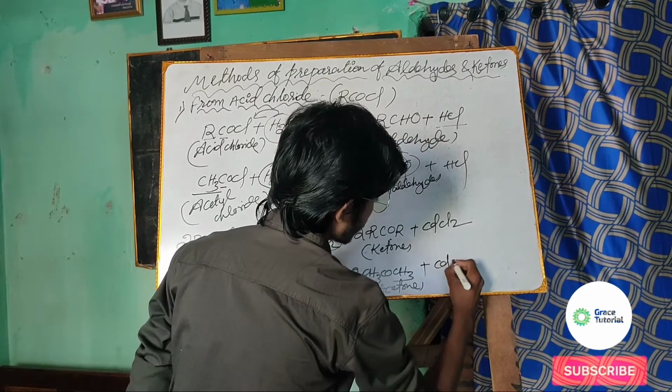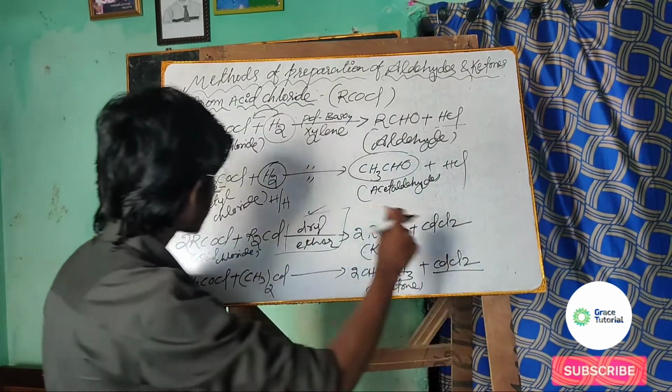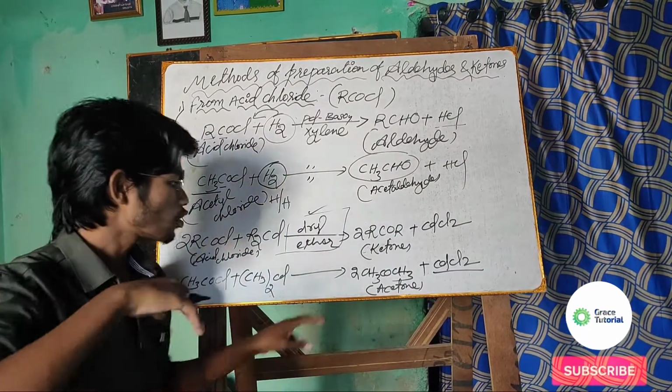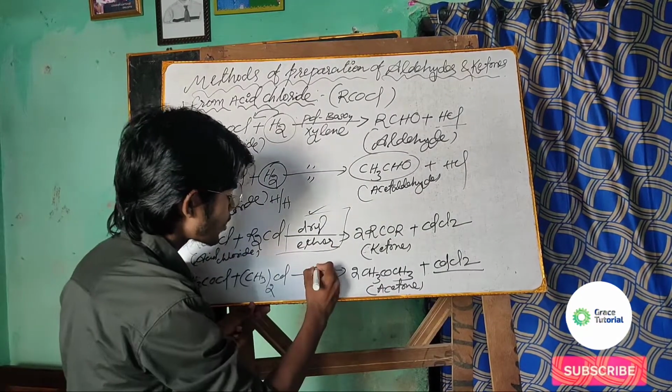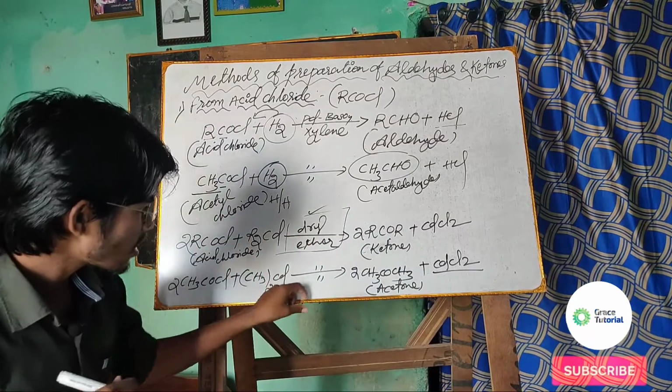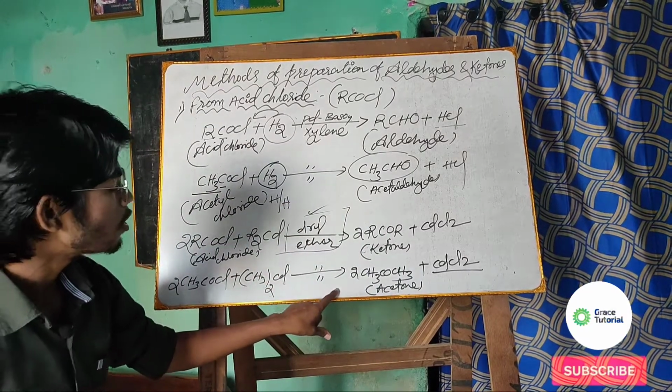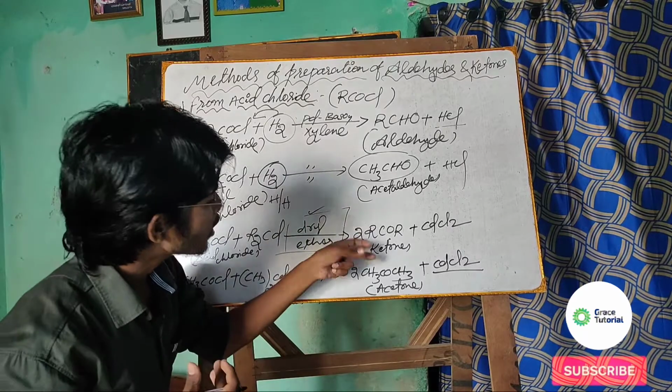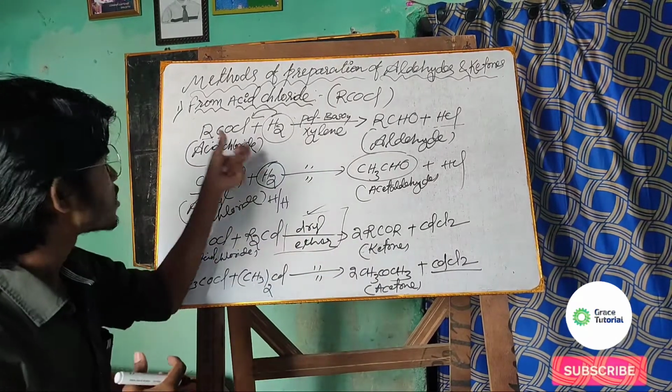Acetone, and finally CdCl2, that is cadmium chloride, is obtained. So this is the main product here; dry ether is used. So this is the specific example of how the ketone is formed from the acid chloride.